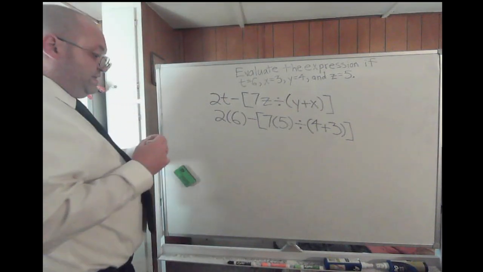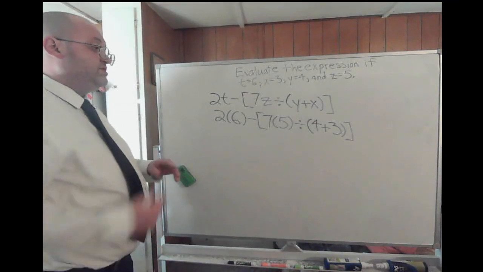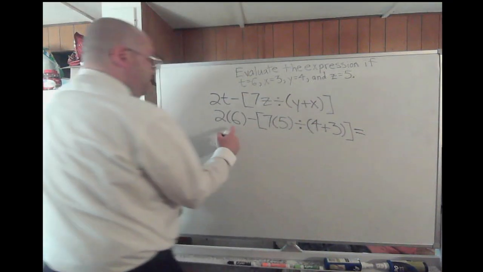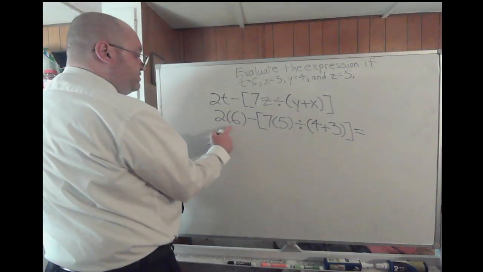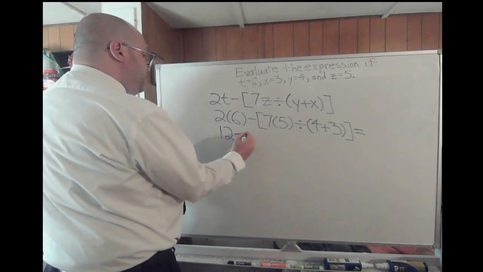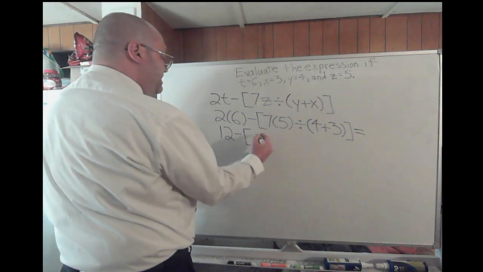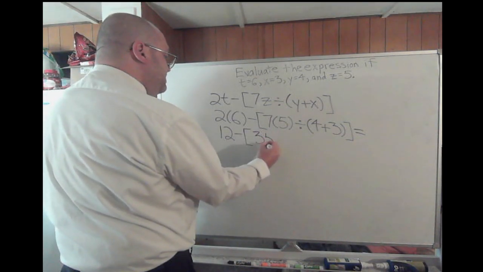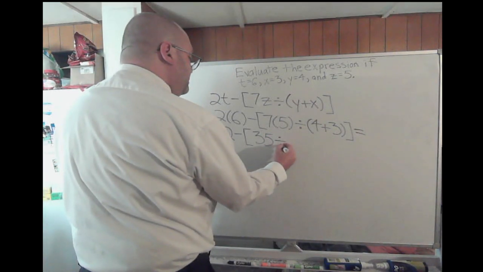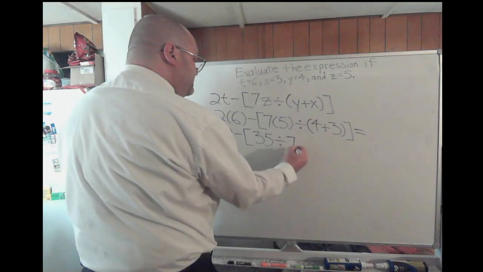Okay, so now that we've got the values of the variables in place, it's time to deal with the order of operations. So outside the brackets, you have, for the first term, 2 times 6, that's going to be 12. Minus, let's go inside the brackets. You have 7 times 5, that would be 35. Divided by, you have what's in parentheses, 4 plus 3, that'd be 7.